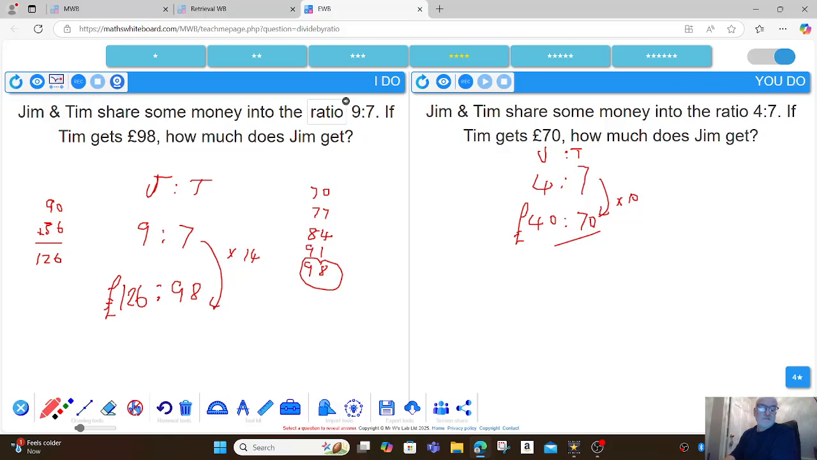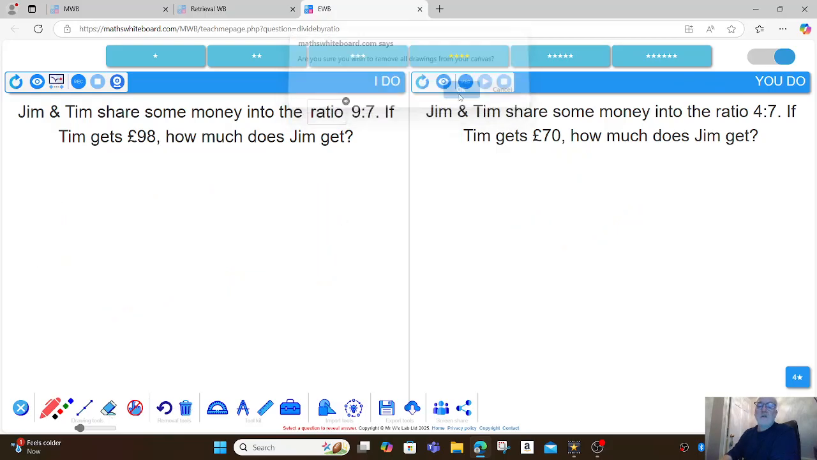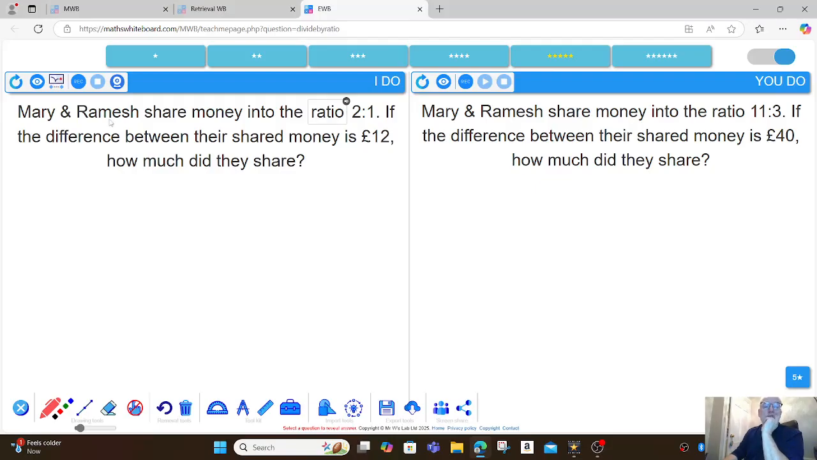Exercise 5. So Mary and Ramesh share money in the ratio 2 to 1. If the difference between their shared money is £12, how much did they share?